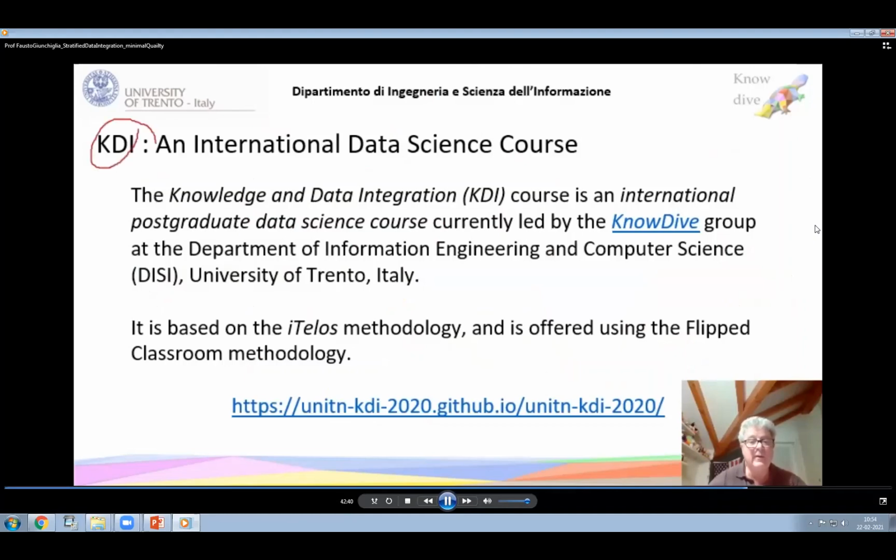As I said, I teach a course called Knowledge and Data Integration. It is a 14 week course, and the students take as input a problem they need to solve, a very concrete project. At the end of the 14 weeks, they need to build a knowledge graph. What I told you now very fast, they do as part of the exam, and the exam was all online. And we teach with the flipped classroom methodology.